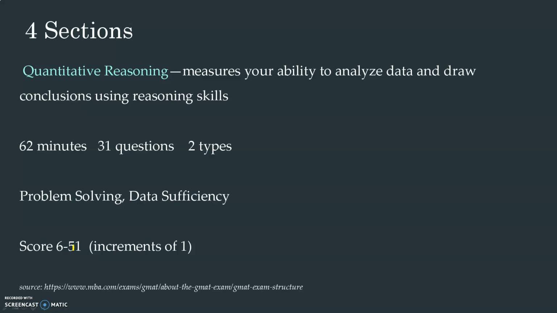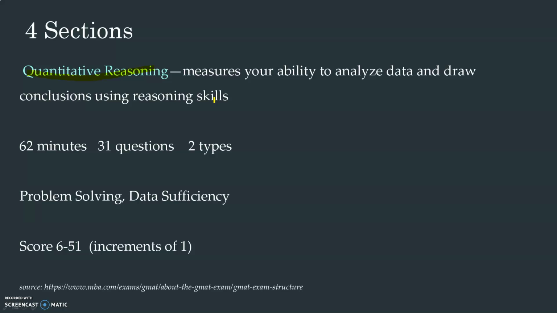Now the third of the 4 sections is what we call the quantitative reasoning or the math section. The GMAT says that it measures your ability to analyze data and draw conclusions using reasoning skills. That's the official description. So fundamentally it contains math which is taught within the 10th grade in the school system.